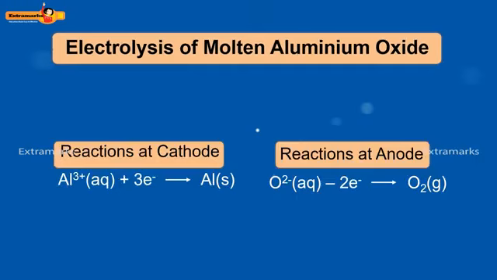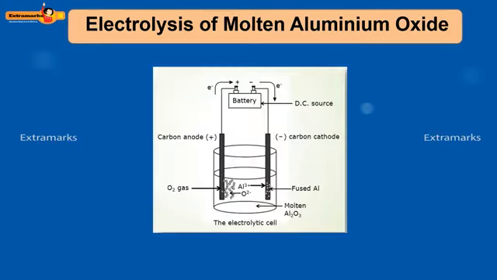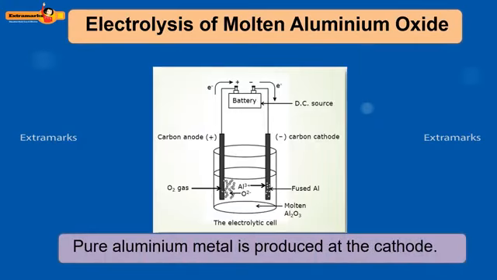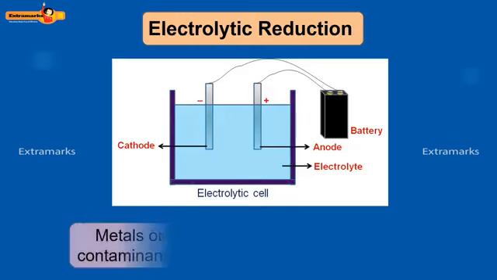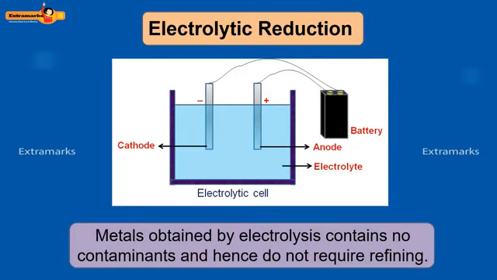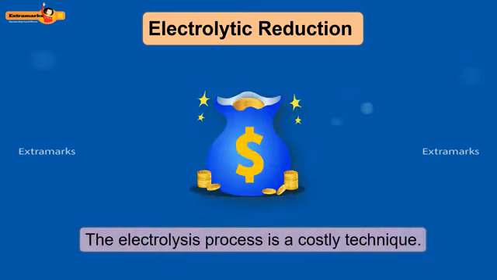The aluminium ions accept electrons at the cathode and are reduced to aluminium atoms. The oxide ions lose electrons at the anode and are oxidized to produce oxygen gas. Thus, by the electrolytic reduction process, pure aluminium metal is produced at the cathode. Does this metal now need to be refined? The metal obtained by electrolysis contains no contaminants and hence does not need to be refined. Electrolytic reduction produces pure metals. However, the electrolysis process is costly due to the large amounts of electrical energy required.